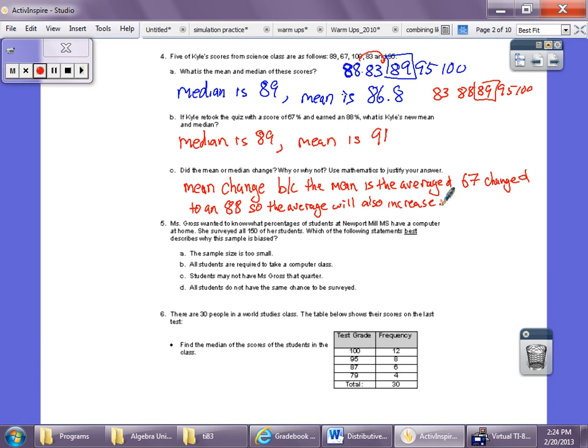Ms. Gross wanted to know what percentage of students at Newport Mill have a computer at home. She surveyed all 150 of her students. Which of the following statements best describes why this sample is biased? The sample size is too small. Our students are required to take a computer class. Students may not have Ms. Gross that quarter. All students do not have the same chance to be surveyed.